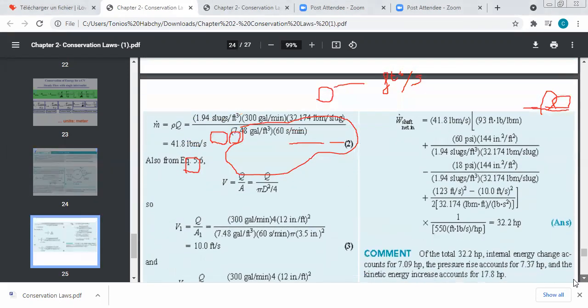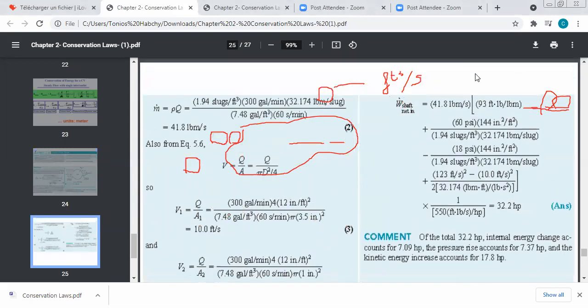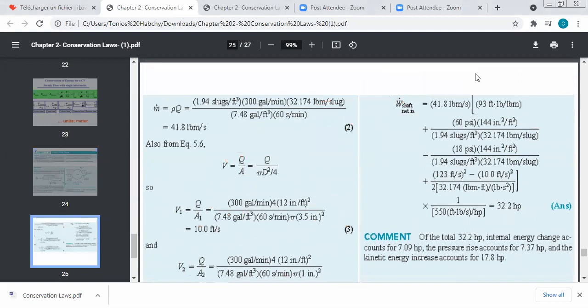Now since we know the value of Q, then for finding velocity, we can say that Q is V times A.